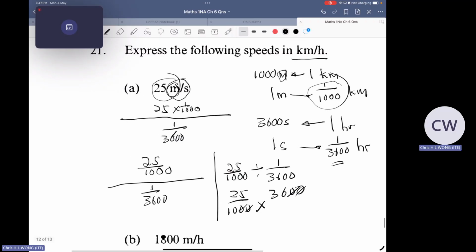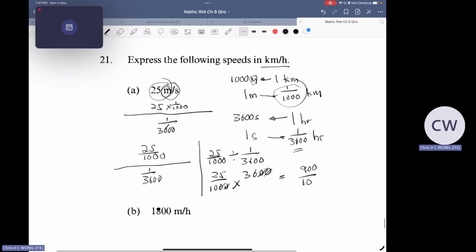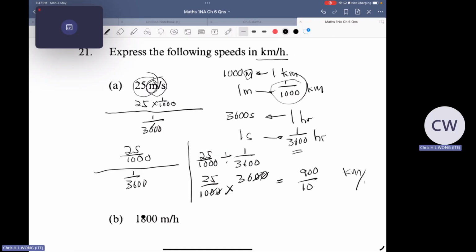So you have 25 times 36. Sorry, 36 times 25, not 20. What is 36 times 25? Someone please. 900. Exactly. Okay, 900 divided by 10. You already changed it, right? Kilometer per hour. Cancel the 0, it becomes 90. 90 kilometer per hour. That's the answer.